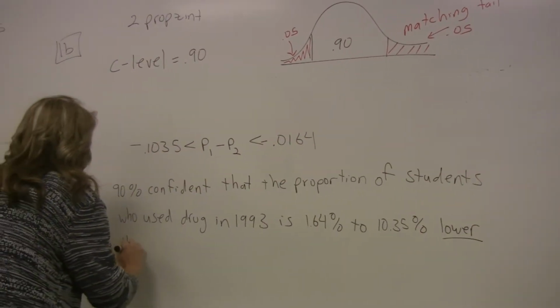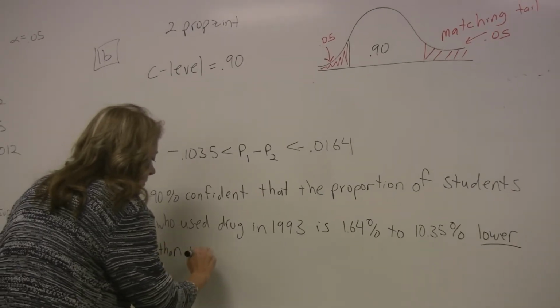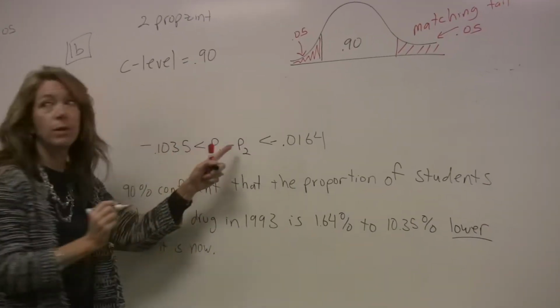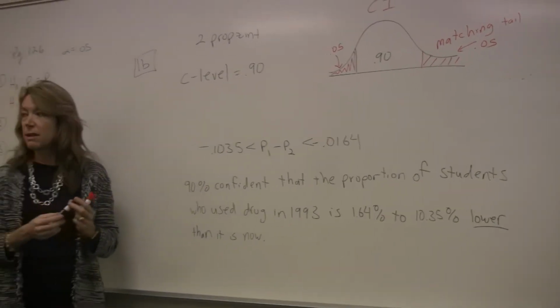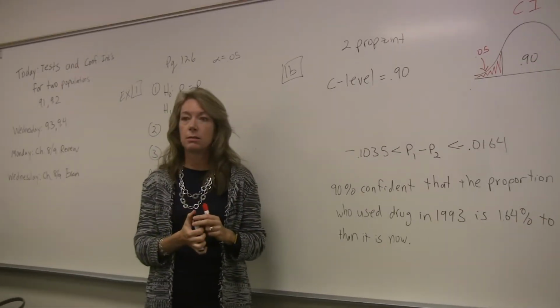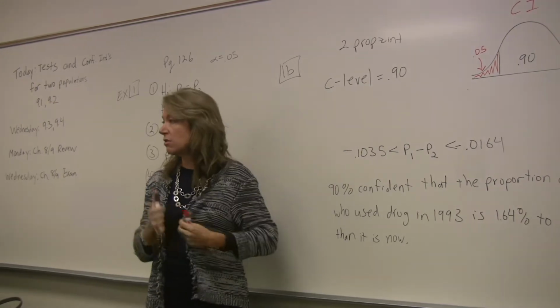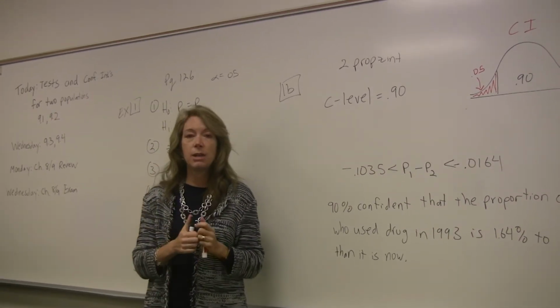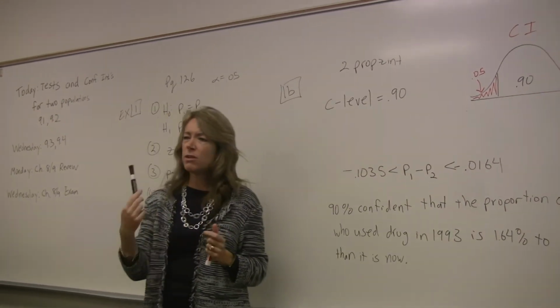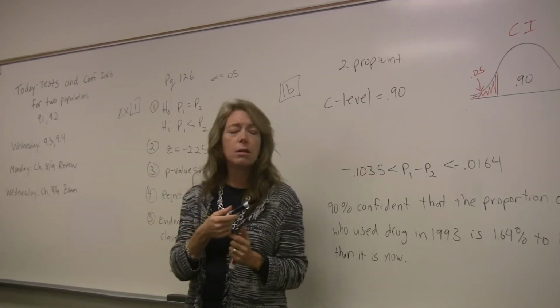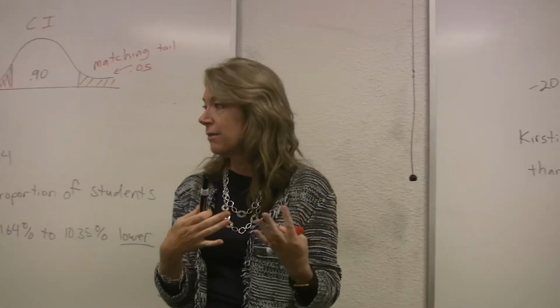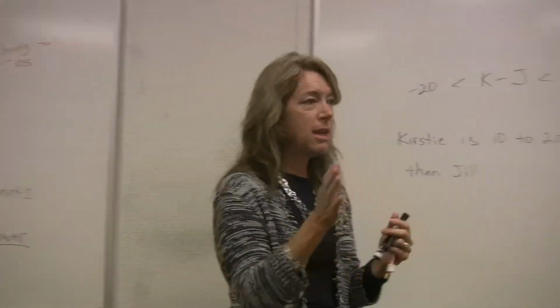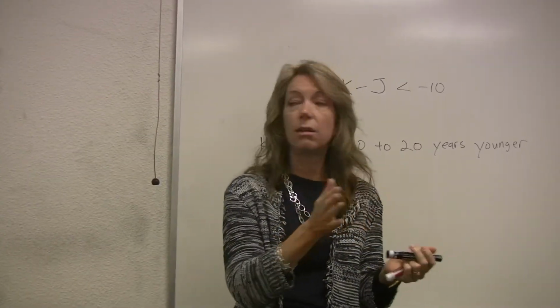Why did we say lower? Because the answer came out negative when we subtracted. If you subtract and get negative answers, that means that first number must have been smaller. Same thing with my age and Kirsty's age. You take hers minus mine, it's going to be negative. What would happen if we took my age minus hers? Be positive. It better be positive, right? It'd be positive 10 to 20. So it tells you whether that first one is smaller or bigger than the second number.